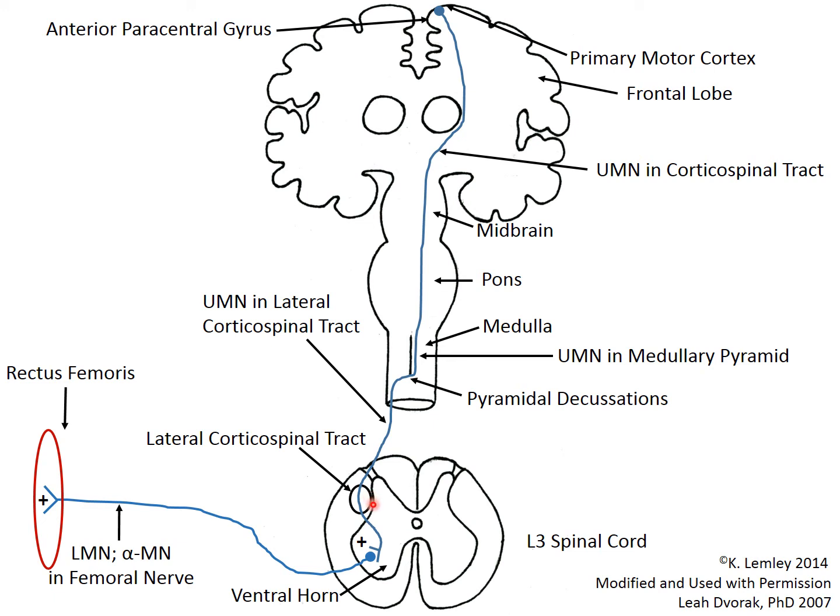Once it gets to the spinal cord segment it needs, it leaves the lateral corticospinal tract, enters the ventral horn, where it synapses on a lower motor neuron. Because I know that rectus femoris has root levels of lumbar 2, 3, and 4, I selected lumbar 3 as my spinal cord segment. After synapsing, the axon of our lower motor neuron, which is an alpha motor neuron, is going to travel in the femoral nerve and is going to go to the rectus femoris to innervate it.